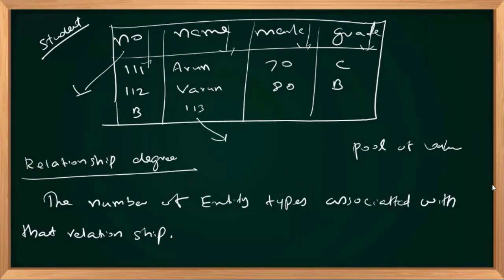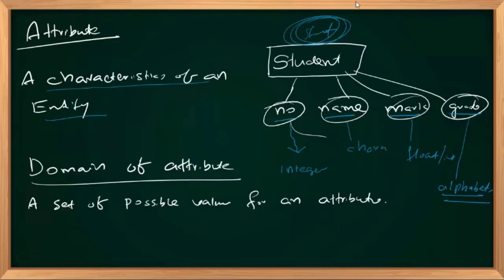Okay, this is the relational model. The relational model consists of, this is the student, the entity name, and the attribute names: number, name, mark, grade. Integer, character, float or integer, alphabet. This is the domain of an attribute. The domain of an attribute means a set of possible values.